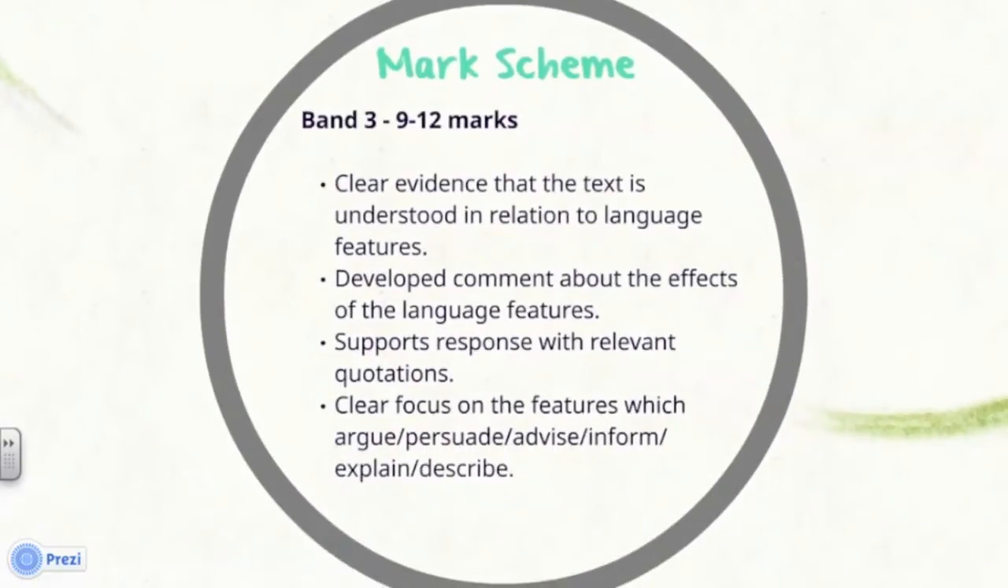In order to get the top band on this, which is worth 9 to 12 marks, you've got to show the examiner that you clearly understand that the writer has used language techniques in the source that you've been given. So you need to be able to pick out those techniques. You also need to think about why the writer has used those techniques, the purpose of those, and the effect on the reader. You need to support your answers with relevant quotations. You're going to need to write about 4 to 5 PQE paragraphs for this in order to get the top band.